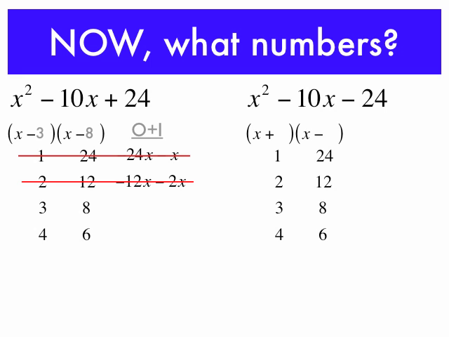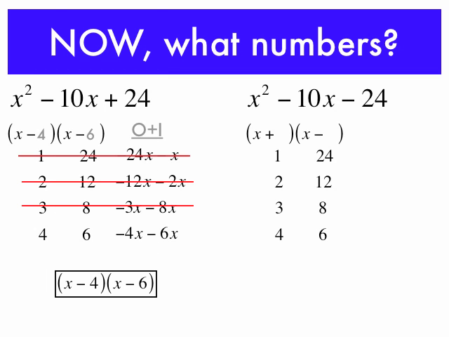If I try 3 and 8, outside gives me negative 8x. Inside gives me negative 3x. That gives me negative 11x, and that's not what I want either. If I try 4 and 6, outside gives me negative 6x. Inside gives me negative 4x. That gives me negative 10x, so we've got our winner. The first one is x minus 4 times x minus 6.